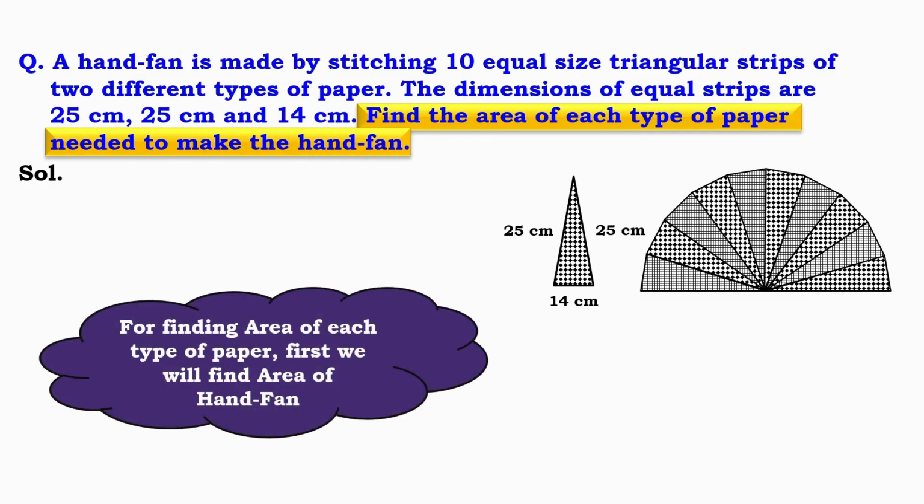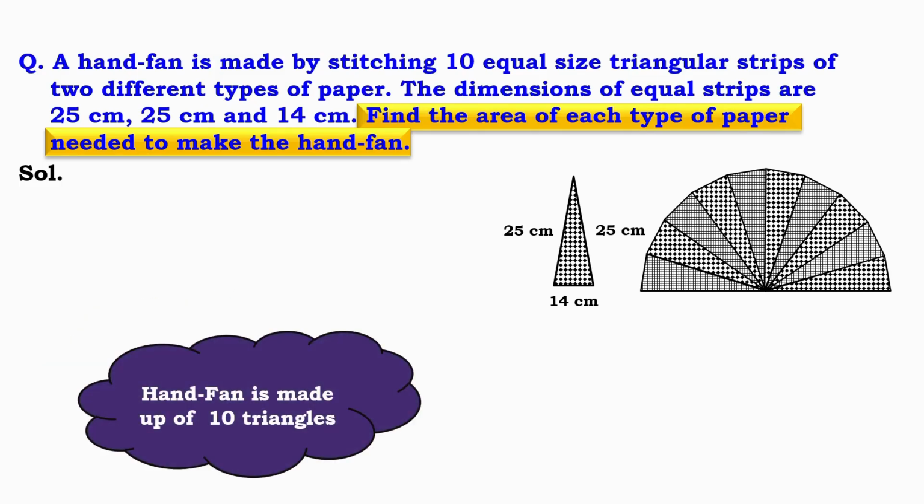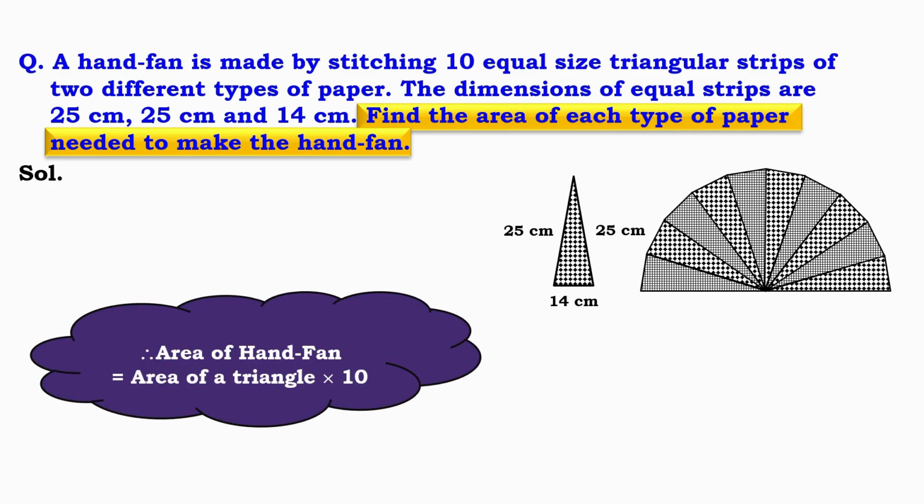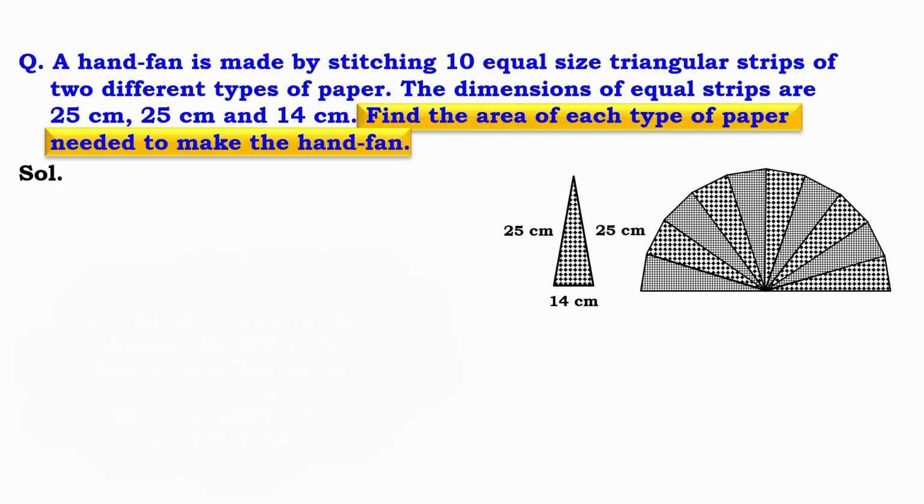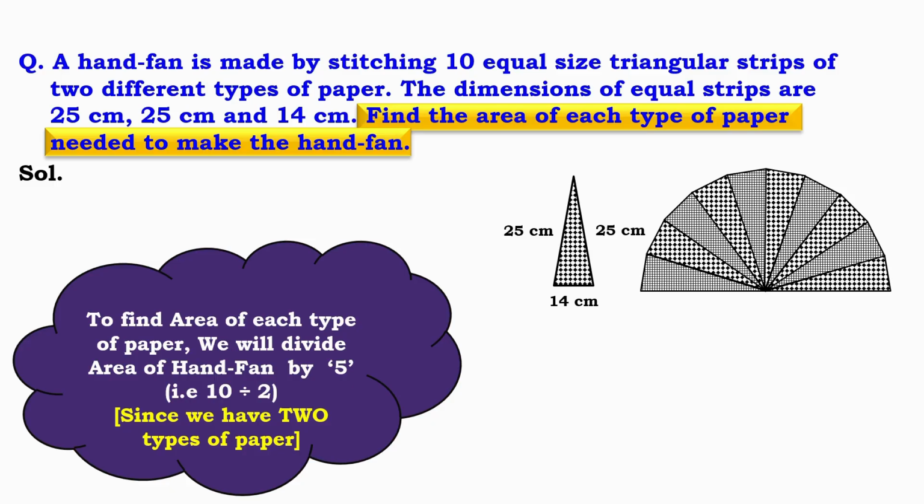So for finding the area of each type of paper, first we will find the area of the hand fan. So hand fan is made up of 10 triangles. So area of hand fan will be equal to area of a triangle multiplied by 10. So to find the area of each type of paper, we will divide the area of hand fan by 2, because there are only two types of paper. So 10 divided by 2, since we have two types of paper over here.